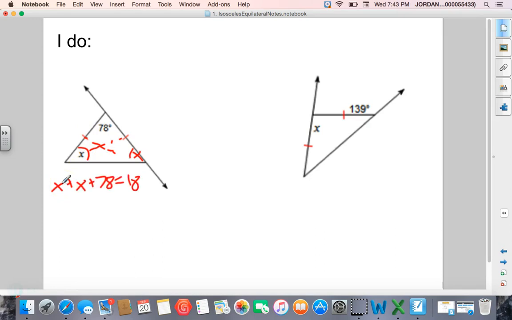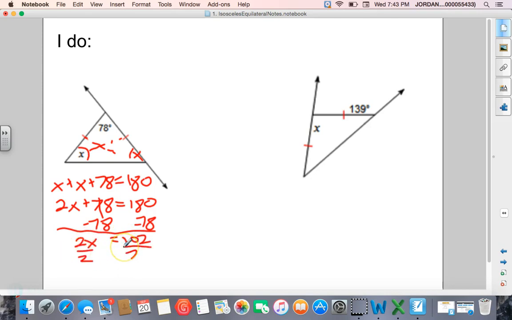x plus 78 equals 180. x plus x is 2x. So then we minus 78, minus 78, and 180 minus 78 is 102. Then we divide by 2 and divide by 2, so we get x equals 51 degrees. Alright, there's the answer on that one.